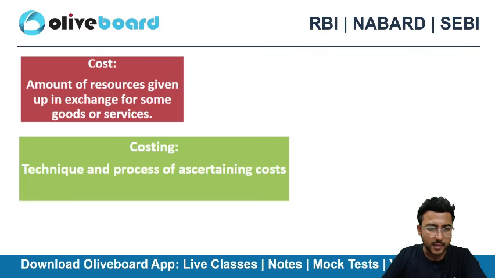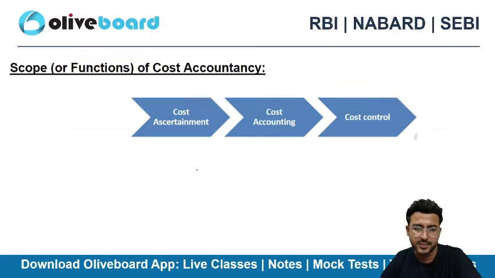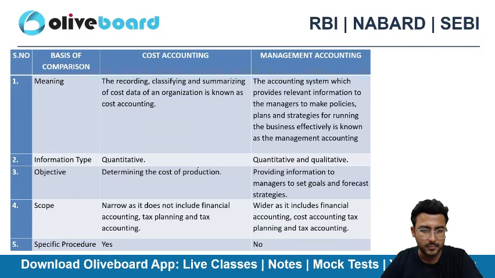Amount of resources given up is cost. Technique, process is what costing is all about. Cost accounting: recording, classifying. Cost accountancy: this line is important, art, science, and practice of cost accountants. Then in cost versus management accounting, this point is important.